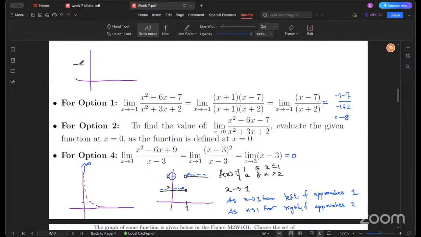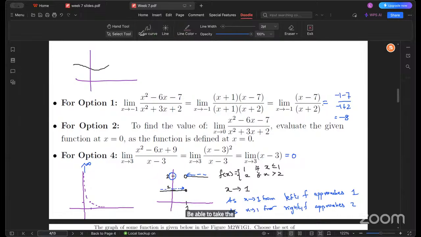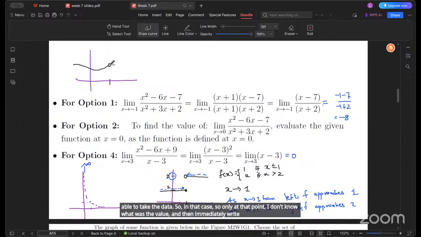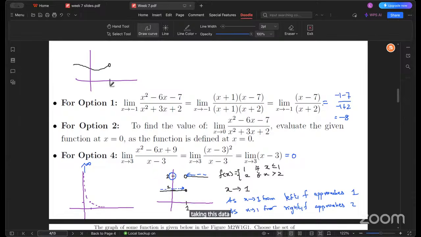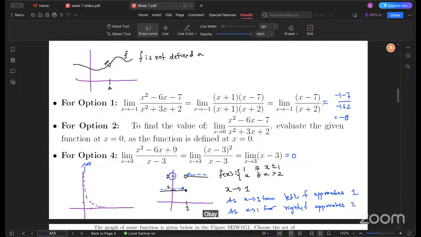So let's say when retrieving data, suppose at one point suddenly you are not able to take the data. Only at that point, I don't know what the value was, and then immediately after, I know. Let's say there was a power issue sometime when I was taking this data. So only at this point, I could not see what the data was. But after that, I know what was going on. So let us say this is your f. Your f is not defined at a. You don't know what the value of f at a is. So it is not defined.